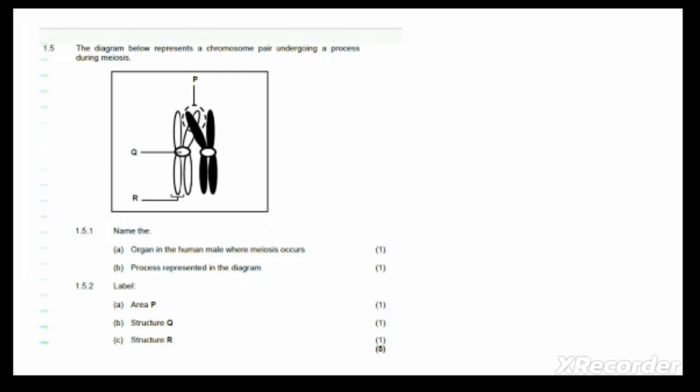Name the process represented in the diagram, that is crossing over. Label area P, that is chiasma. Structure Q, that is centromere, which keeps the chromatids together. Structure R, that is a chromatid.